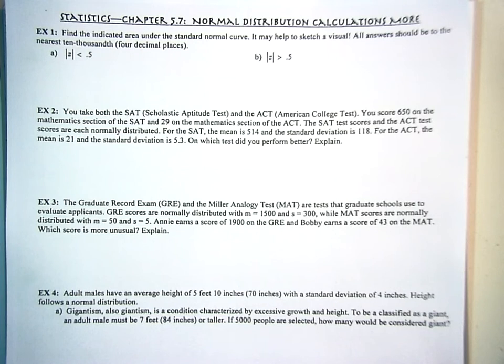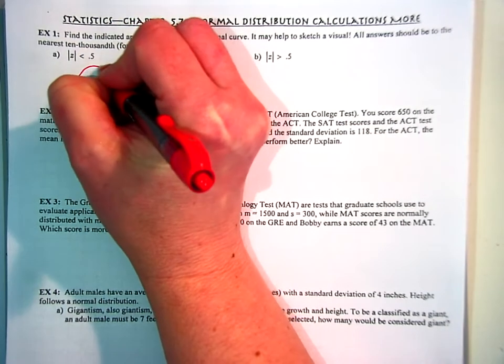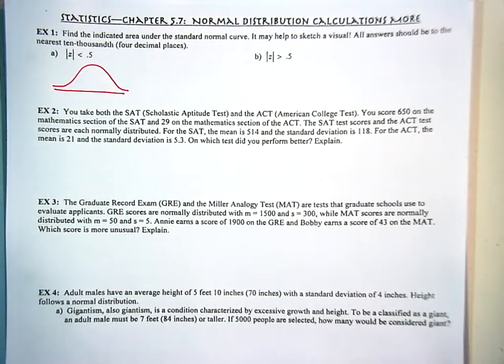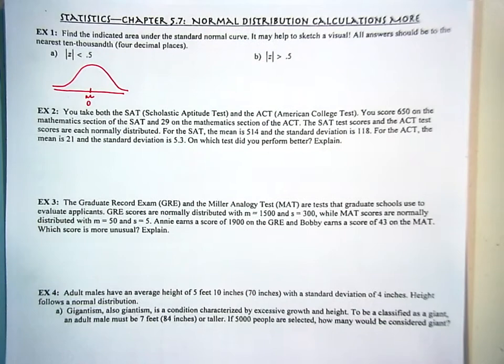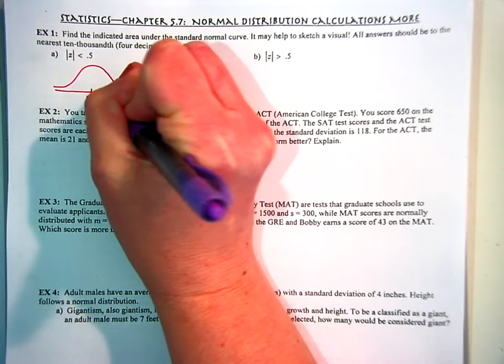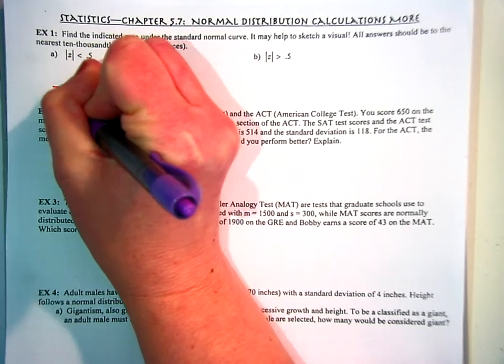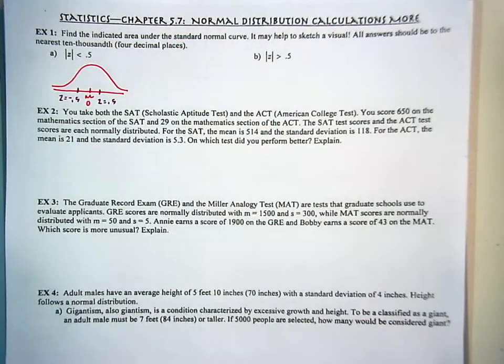So here, if I make myself a normal curve, here's my x-axis, here's my nice bell-shaped symmetric curve. I'm going to put my mean right smack in the middle where the z-score is 0. I'm going to put a little notch here where the z-score would be 0.5, and then over here where the z-score would be negative 0.5. So we're saying again, we're looking for the region where the distance from the mean is less than 0.5 standard deviations.